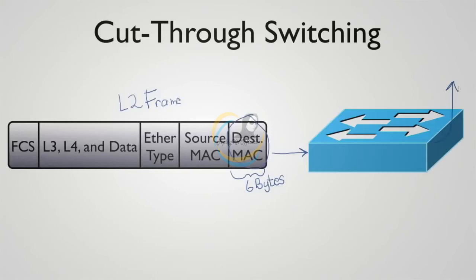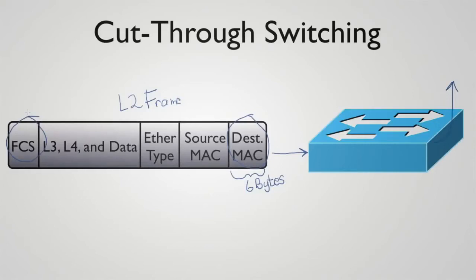However, because we start sending the frame almost immediately, the switch doesn't know yet if it's a valid frame. Maybe it's messed up. We haven't even come close to interrogating the frame check sequence here at the end to see if there is potentially an error in the frame. We just say it's going to this MAC address, I trust that it's a good frame, and off we go.